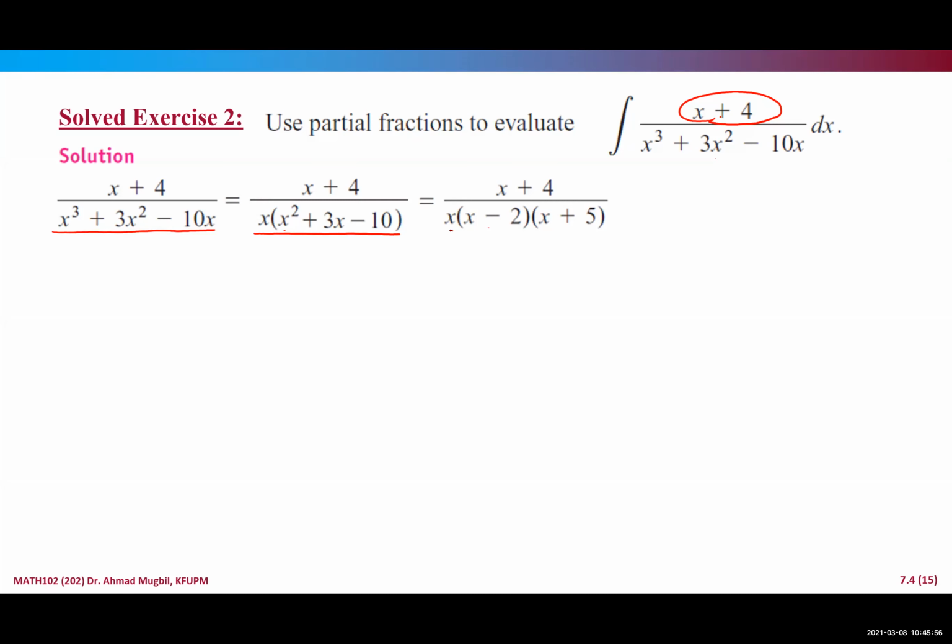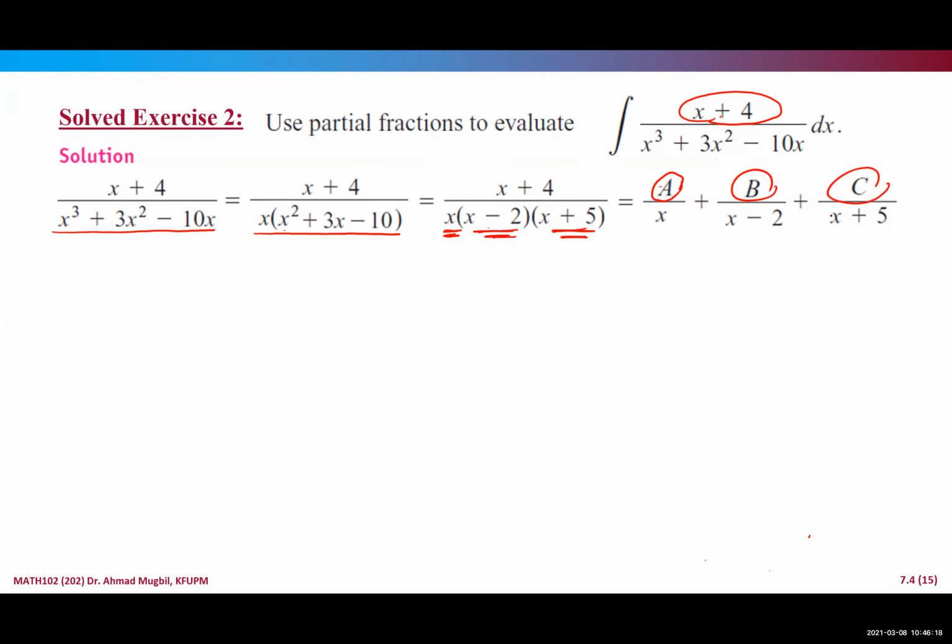Now, how many linear factors do we have? 3. So this means that we also have 3 partial fractions. So we will have some number over x plus another number over x minus 2 plus another number over x plus 5. Then our task now is to find what is A, what is B, what is C.